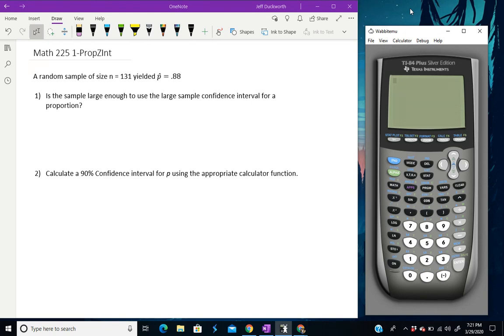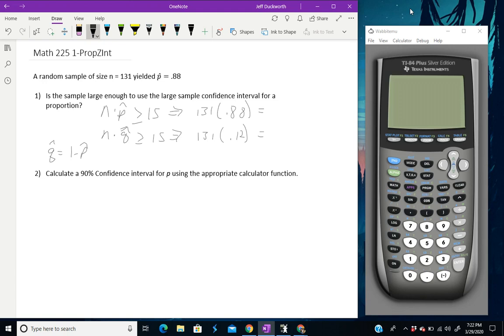Well, we have two criteria for that. We need n times p hat to be at least 15, which means 131 times 0.88, we'll find out what that is in a minute, and we need n times q hat to be at least 15 as well. Note q hat equals 1 minus p hat. So that's 131 times 1 minus 0.88, which is 0.12, so that's our q hat. Let's calculate these two things.